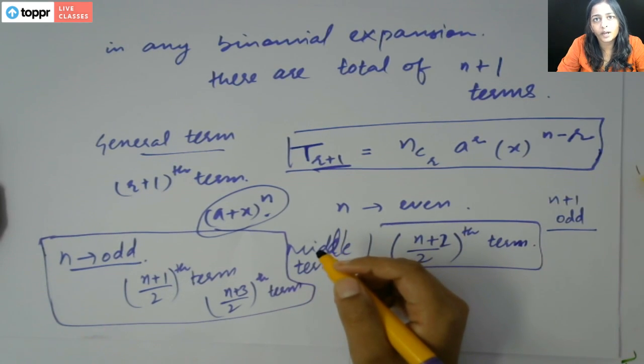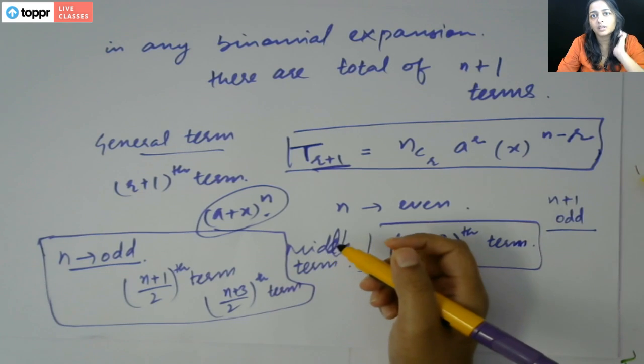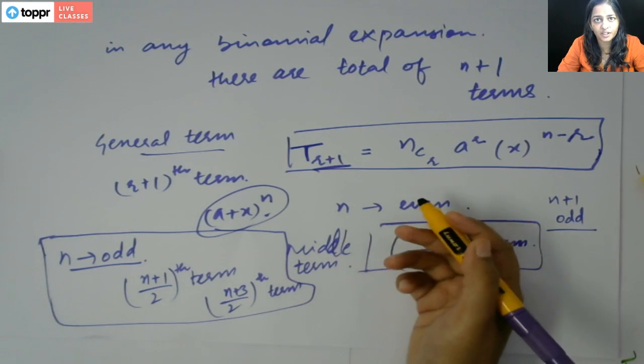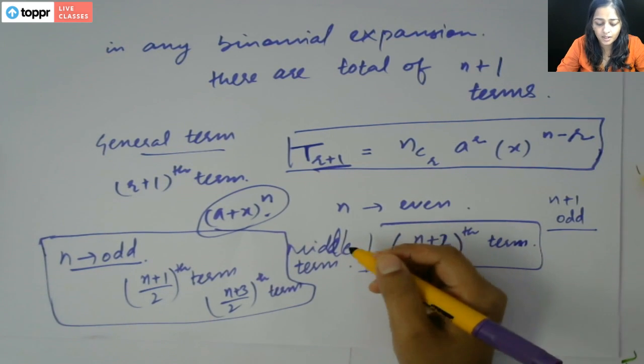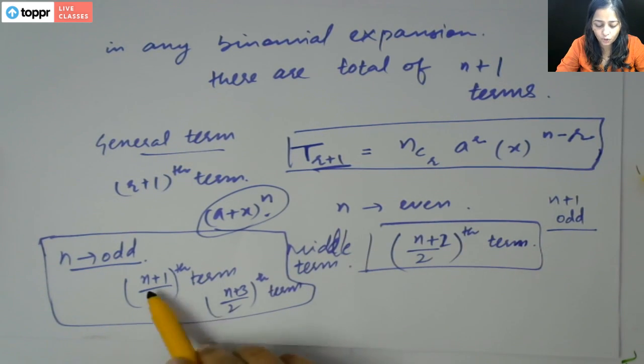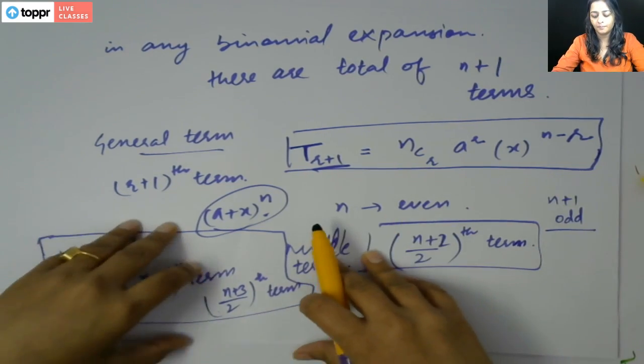Remember that the binomial coefficient of the middle term is always the greatest. Suppose you get a question where you have to find the greatest binomial coefficient, then you basically have to find the coefficient of the middle term. And in the case where there are two middle terms, the coefficients of both terms will be the same.